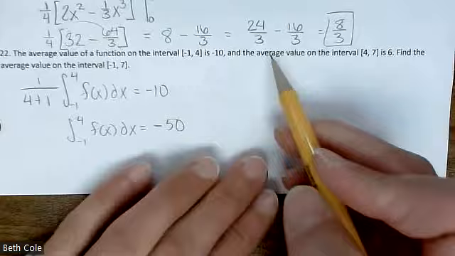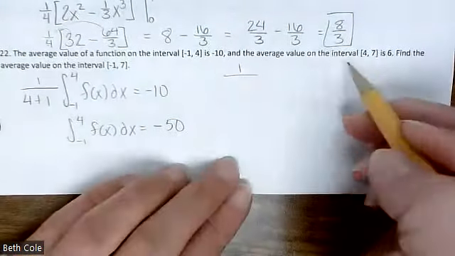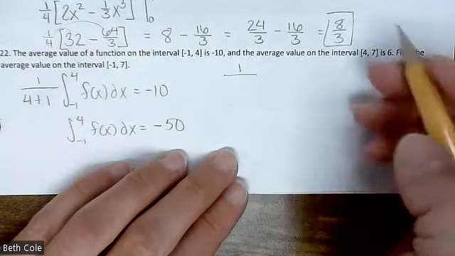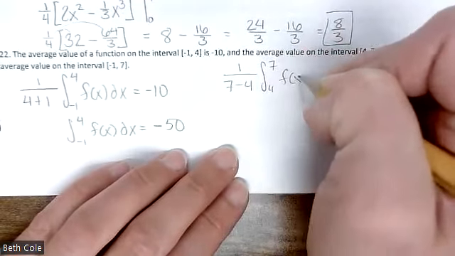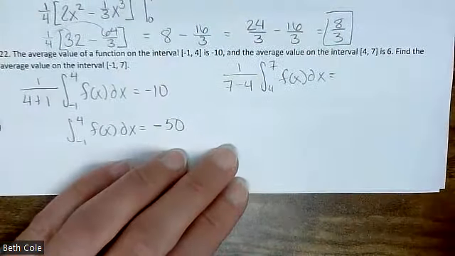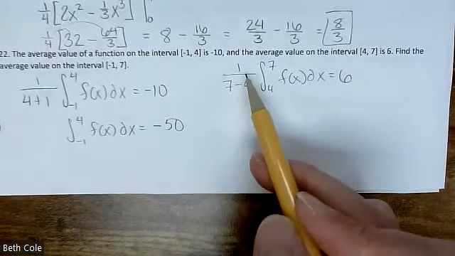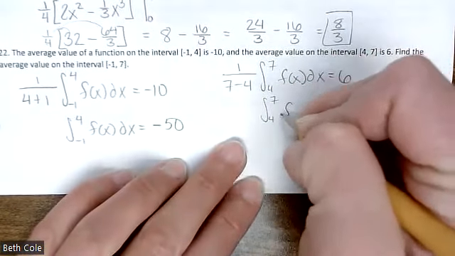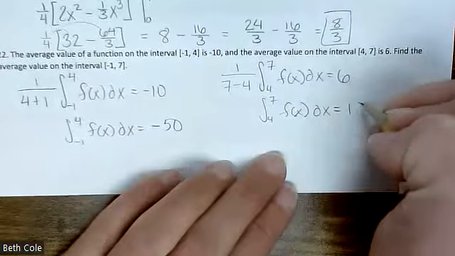Now we're going to do the next one. It says the average value on the interval 4 to 7. So what fraction would you have out front? 1 over... Good. It would be 7 minus 4, which will be 3. Integral 4 to 7 f of x dx. What do they tell us that one is? 6. We want to do the same thing there, though. This is a 1/3, so you would multiply by 3. So what do you get on the other side for that one? Good.